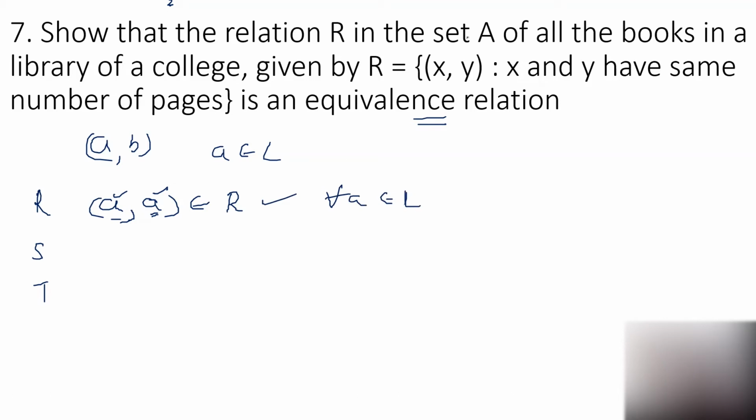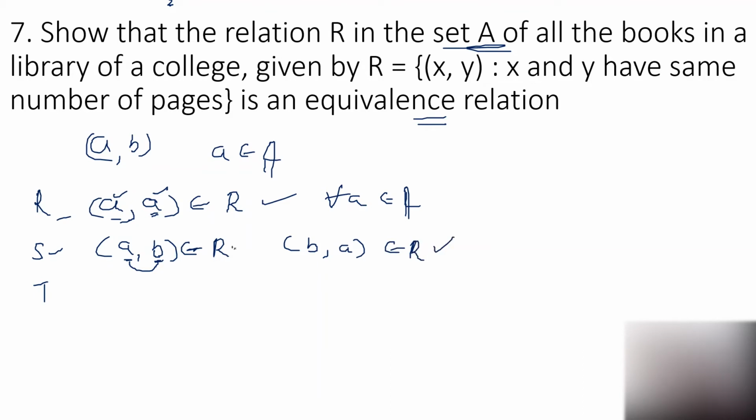Here it is mentioned as set A, so we'll be writing set A, not the library set. Next is symmetric. Let us consider (a, b) belongs to R. That means a is a book which has an equal number of pages with b. Can we say that b also has the same number of pages as a? Yes, absolutely correct. Therefore, (b, a) also belongs to R, for all a, b belonging to A.